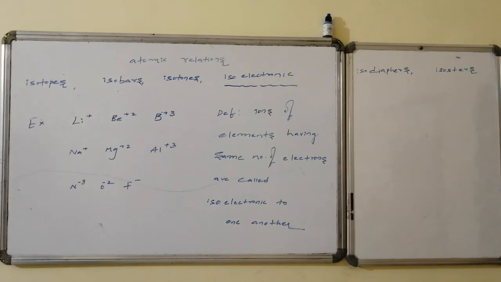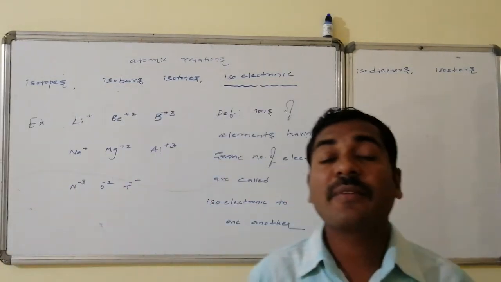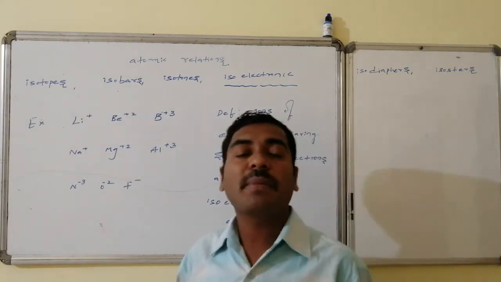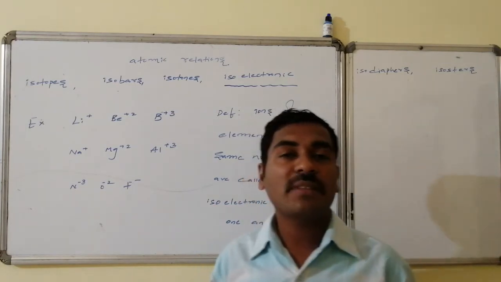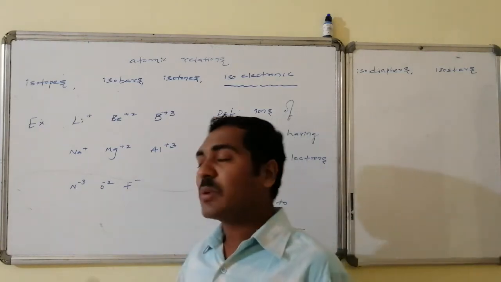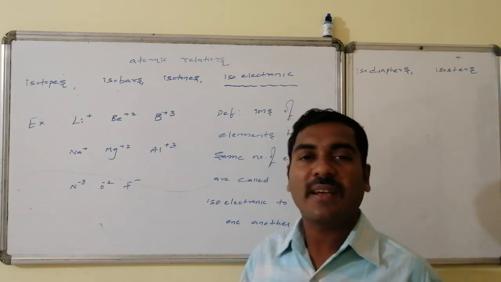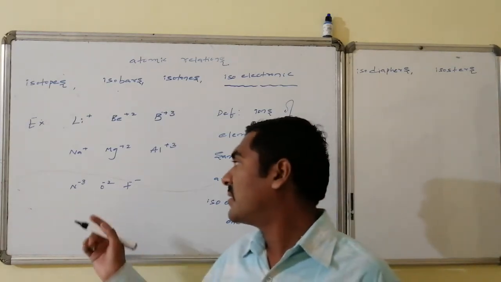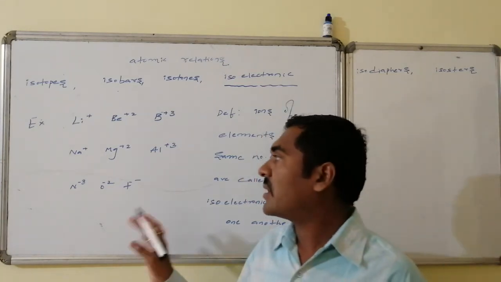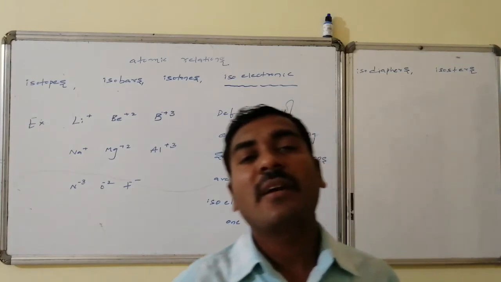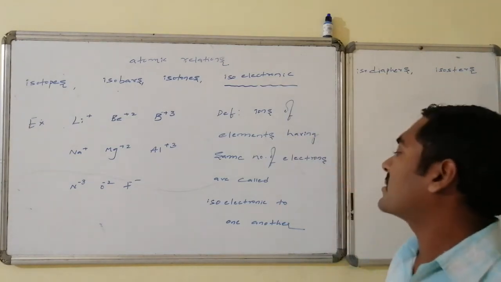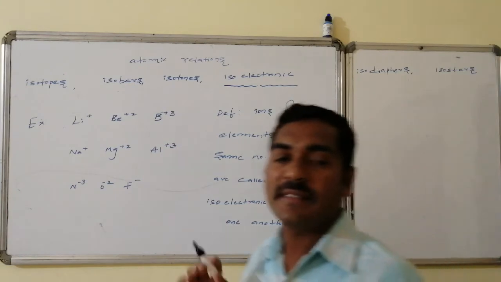Isoelectronic species: ions of different elements having the same number of electrons are said to be isoelectronic species. See, Li+ has 2 electrons, Be2+ has once again 2 electrons. Similarly, B3+ also has 2 electrons. Na+ has 10 electrons. Mg2+ and Al3+ also have 10 electrons. N3-, the nitride ion, the oxide ion and the fluoride ion have 10 electrons each. All such ions are said to be isoelectronic species. That is, ions of different elements having the same number of electrons are said to be isoelectronic species.